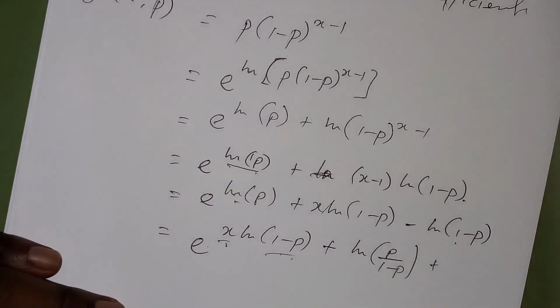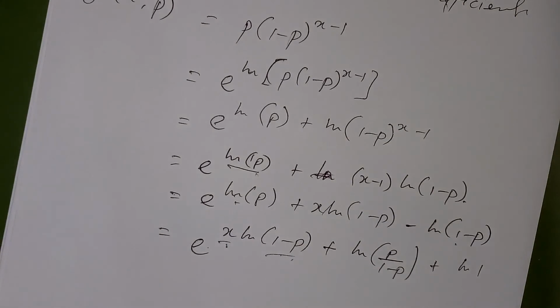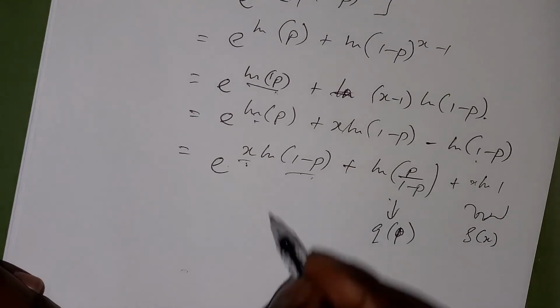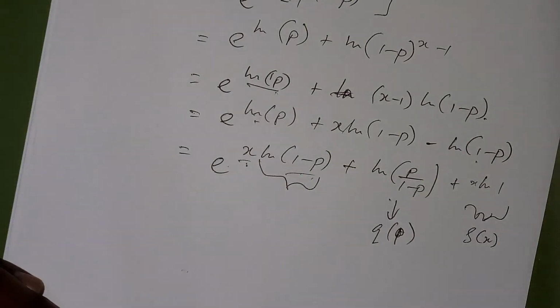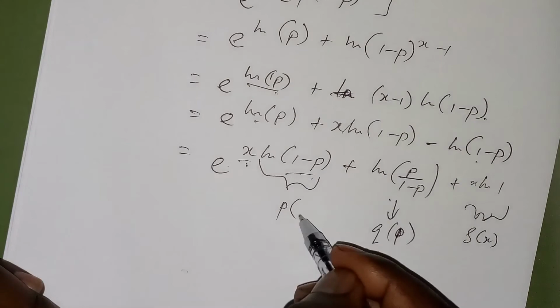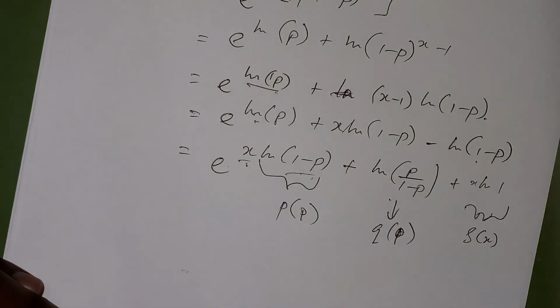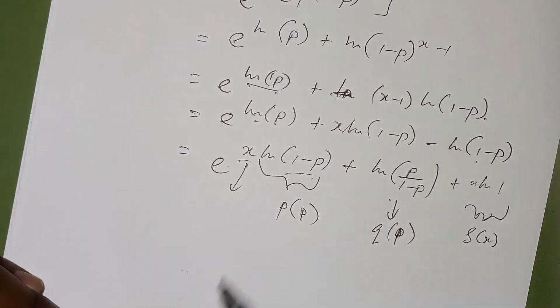All right, and we know that ln 1 is equal to zero, so maybe it's sort of x ln 1 or something. So this component will be our s(x), and this one will be our q of theta. But in this case our parameter is p, so it's q of p. And then this part here is the p of theta, but here the parameter is p, so it becomes like that. And then this x will be our k(x).